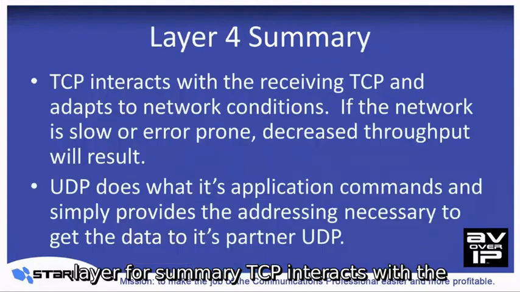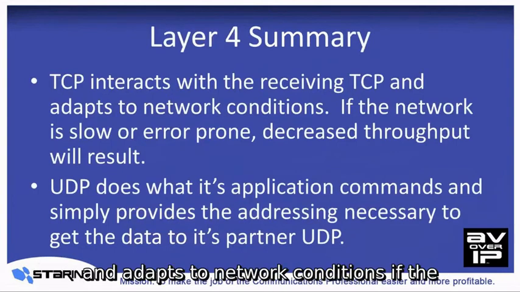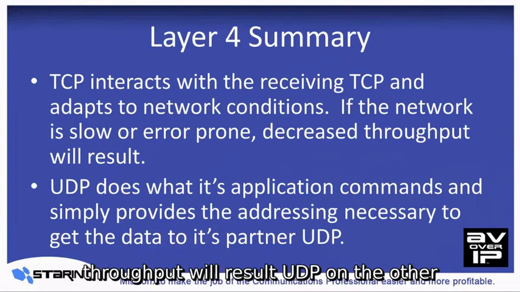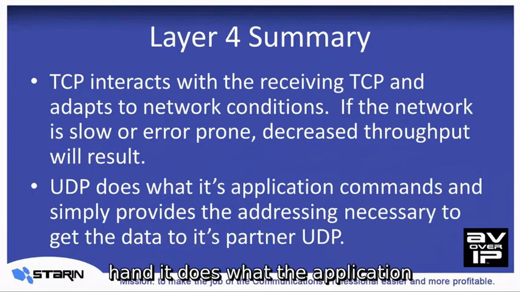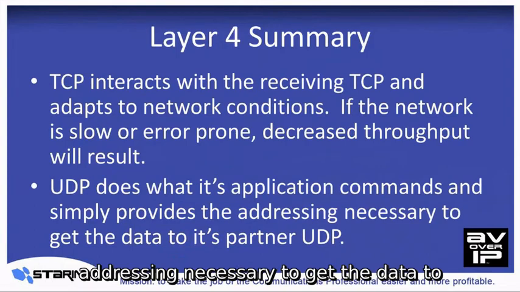So here's a layer 4 summary. TCP interacts with the receiving TCP and adapts to network conditions. If the network is slow or error prone, decreased throughput will result. UDP, on the other hand, does what the application commands and simply provides the addressing necessary to get the data to its partner.